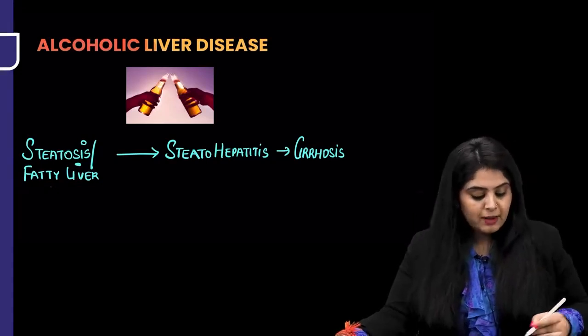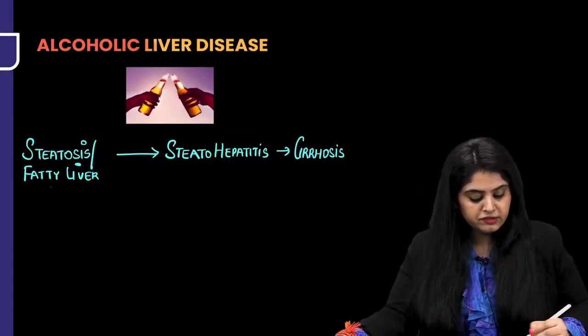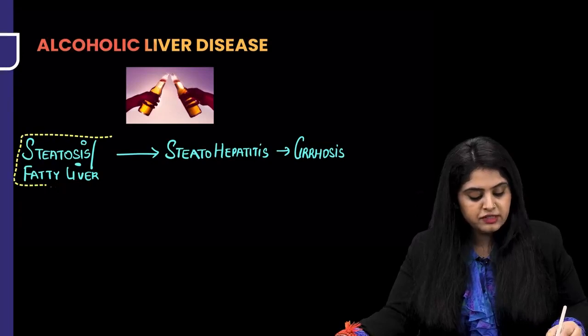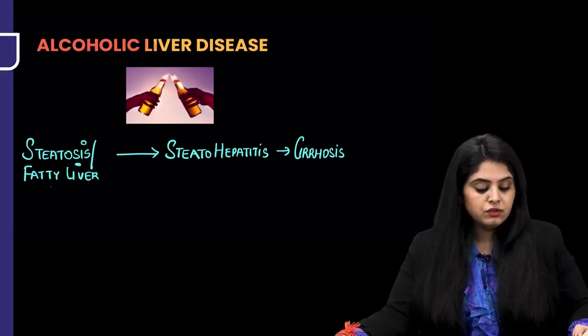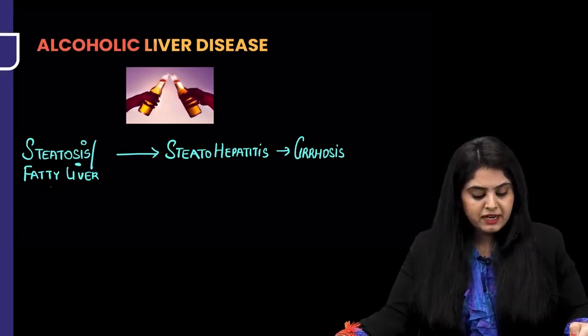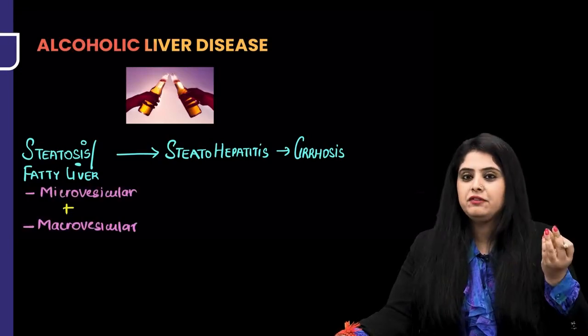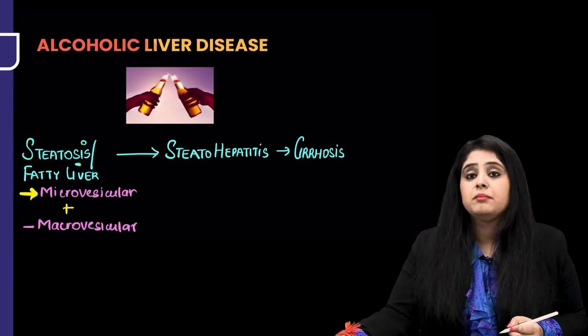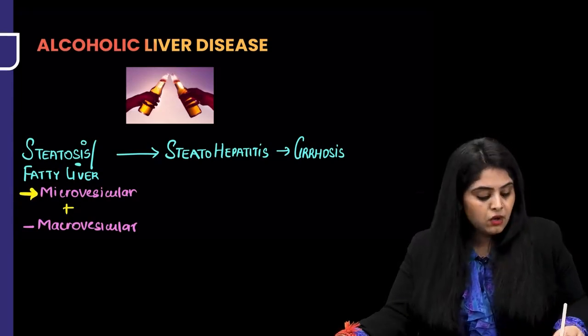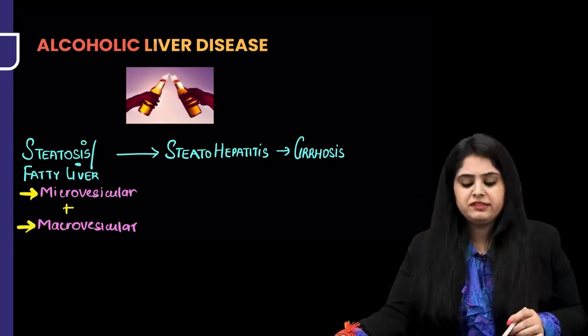The first thing that happens in the liver is going to be steatosis. When I say steatosis, it means fatty liver. It means fatty liver. So I'll show you pictures. Now all of you will ask me, ma'am, when fatty liver happens, what kind of fat vesicles are there? Are there small fat vesicles called microvesicular fatty liver? Or are there macrovesicular? What do I say?